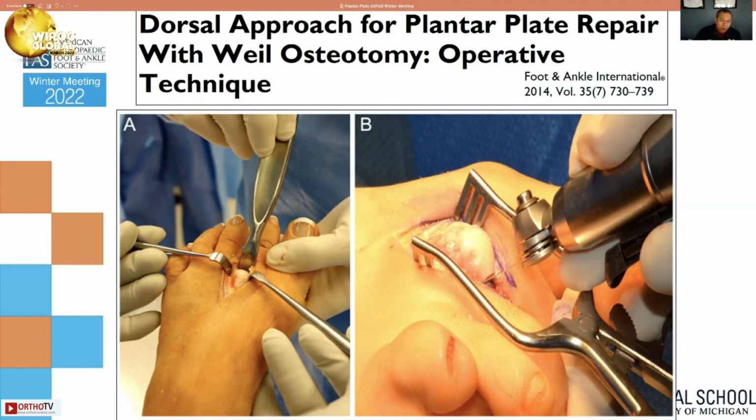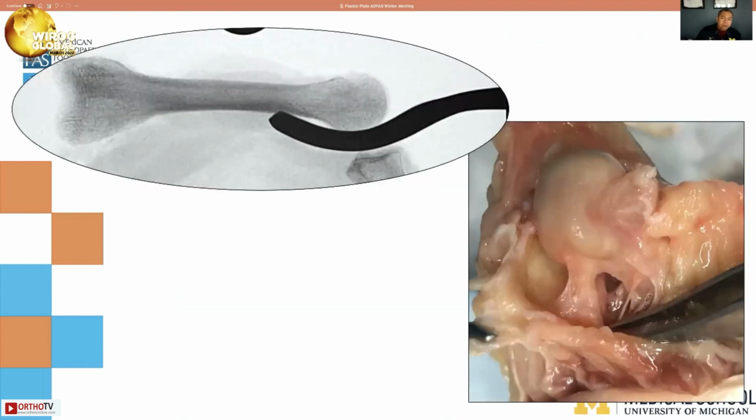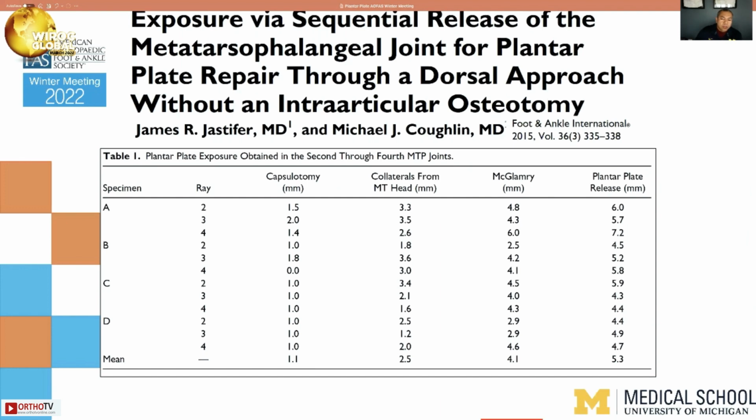So what's been described is placing a Mayo Lanier elevator to release the plantar plate from the metatarsal neck, and then a plantar condylectomy will be performed to give something for the plantar plate to heal to proximally. And putting in this elevator, as you can see here, we're stripping that proximal attachment off of the bone. And in doing so, as described by Coughlin and Jastifer, when you put that elevator in there, you'll get about 4 millimeters of additional joint distraction to give you visualization of the plantar plate.